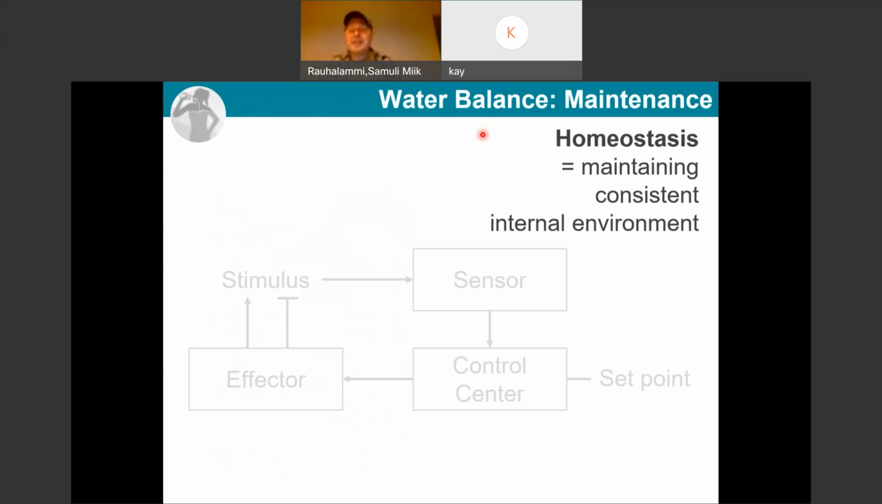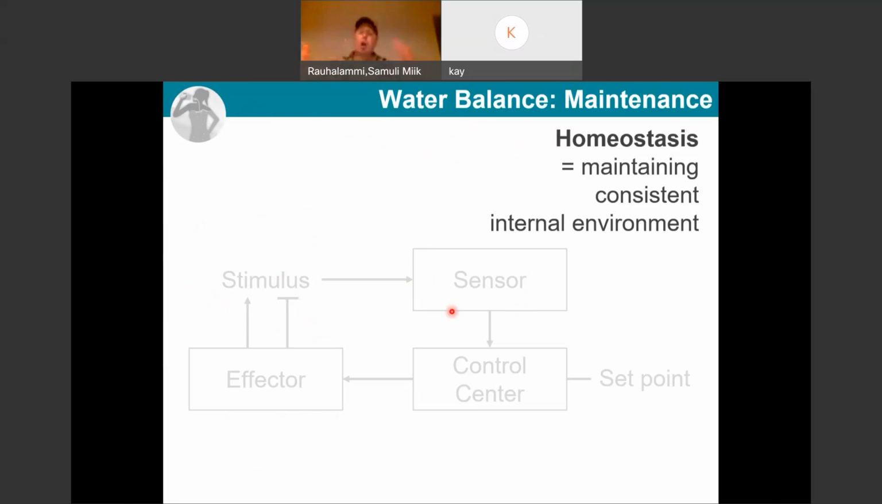So you remember homeostasis was all about maintaining a consistent internal environment. Your body at large wants to stay consistent. We do not want changes to happen in either direction. We want to stay where we're comfortable. And how we were doing that was, if there was a change, so that's going to be our stimulus of some kind, we're going to have sensors for it.